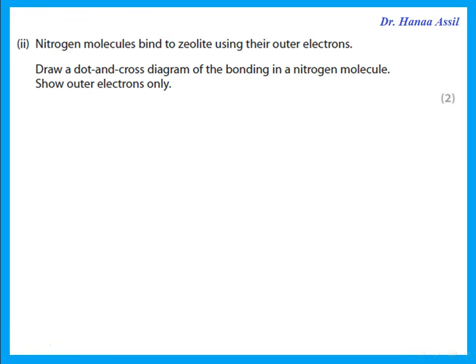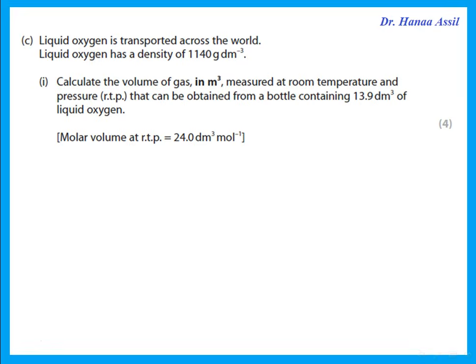Nitrogen molecules bind to zeolite using their outer electrons. Draw a dot and cross diagram of the bonding in a nitrogen molecule. So we want to draw dot and cross of a nitrogen molecule showing only outer electrons. How do we draw that? Remember, nitrogen is in group 5, so it has 5 electrons. It needs how many? It needs 3. So each of the nitrogen atoms will donate 3 electrons to be shared between them, and each of them still has the rest of the 5, so each of them has 2 electrons that are not involved in the bonding.